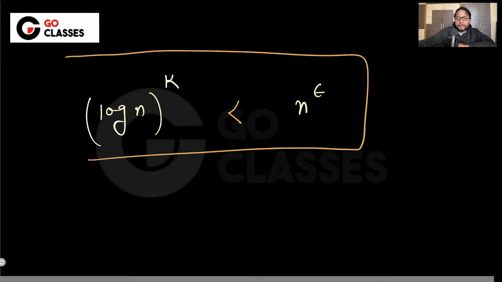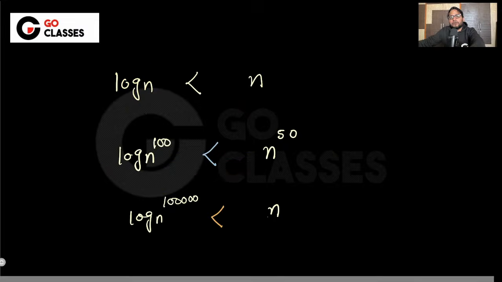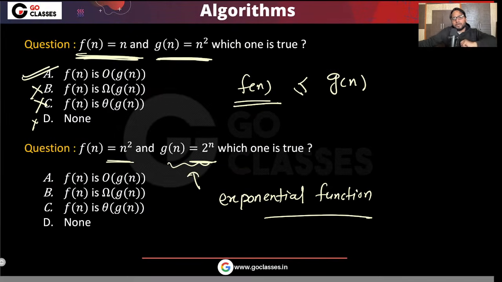Then n power epsilon is always greater. Okay, n power epsilon is always greater. Understood? Okay. Now let's just go back to this. Now here they are asking n square and 2 power n.